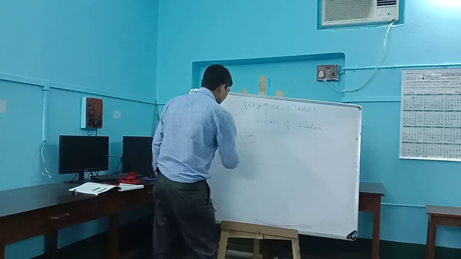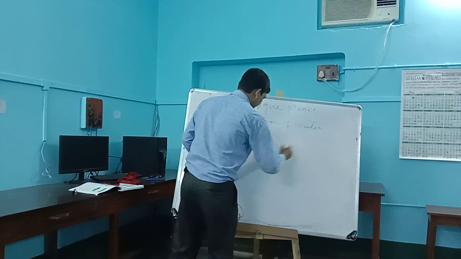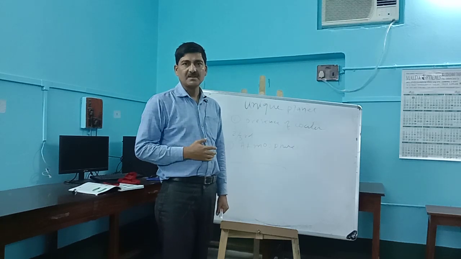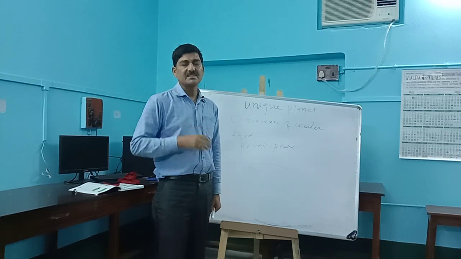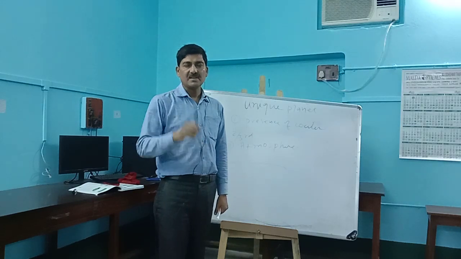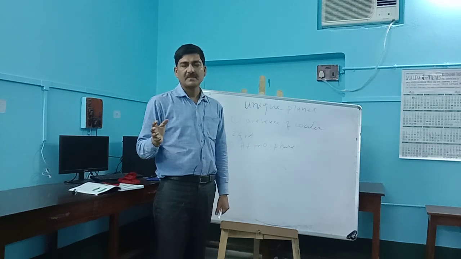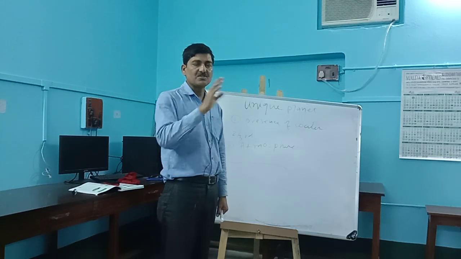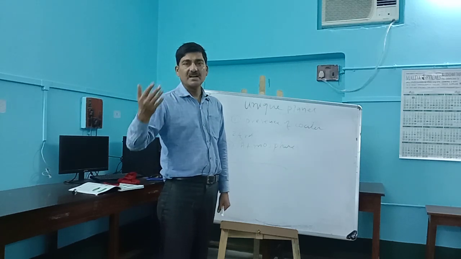The second important condition, atmosphere. The blanket of air that surrounds us is called the atmosphere. There are many life-giving gases present in the atmosphere, like oxygen, carbon dioxide, nitrogen, hydrogen, helium, argon, neon, methane, krypton, and many more. The abundant gases are two, oxygen and nitrogen. Nitrogen 78%, oxygen 21%, the rest 1% other gases.